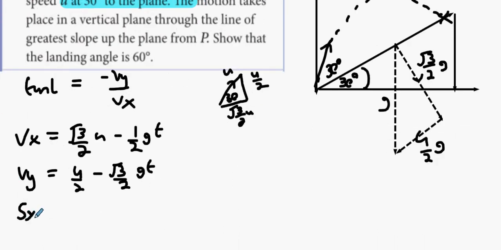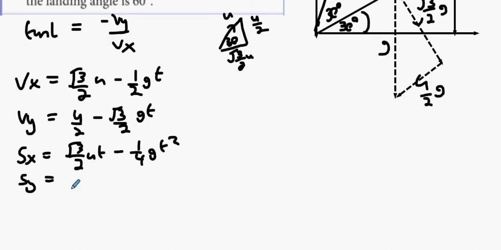Sx equals root 3 over 2 UT minus a quarter GT squared. And finally Sy is going to be U over 2 T minus root 3 over 4 GT squared. All right, pause it there.